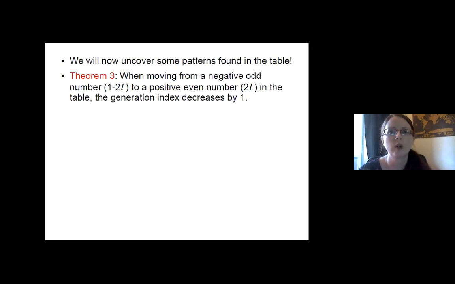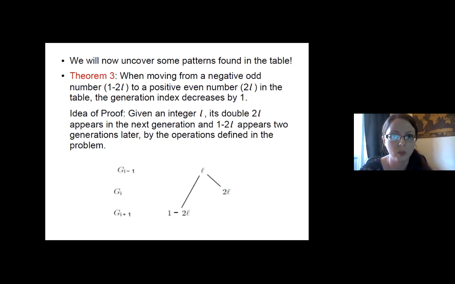So if we're moving from a negative odd number, which we'll call 1 minus 2L, to a positive even number 2L in the table, the generation index decreases by 1. This one's quite simple to see if we just draw a little sketch. If we start with any integer L, 2L is in the next row by doubling. And then if we do double and then 1 minus 2L appears in the generation beyond that. So if we're starting with a negative odd number, such as 1 minus 2L, moving to the next positive even number, we're actually going backwards 1 generation in the tree.